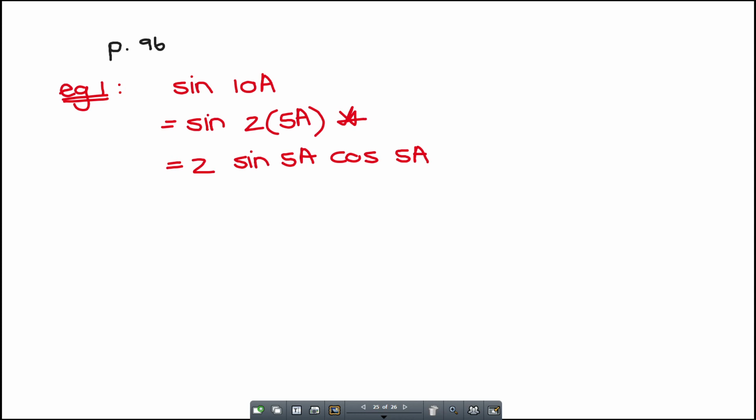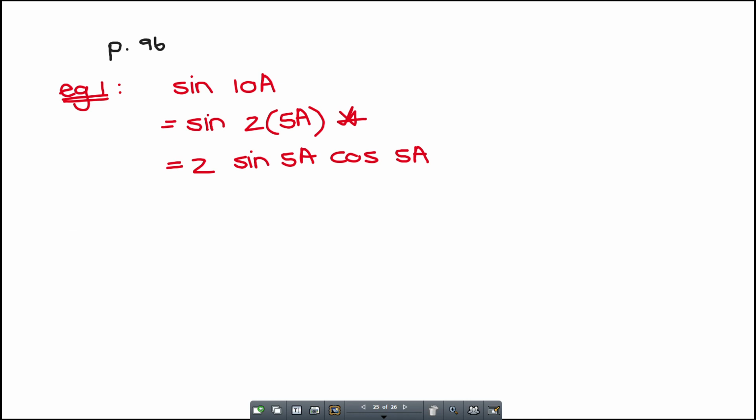Maar ek kan net nie daar gestop het nie, want hy kon nog verder vereenvoudig. Want daar was 'n dubbelhoek identiteit, so I had to write it in its simplest form, meaning expand the whole thing. And that would be 2 sine 5a cos 5a. Maak dit nou 'n bietjie meer sin. Okay. Kom ons kyk gou die volgende ene. It's very much the same.